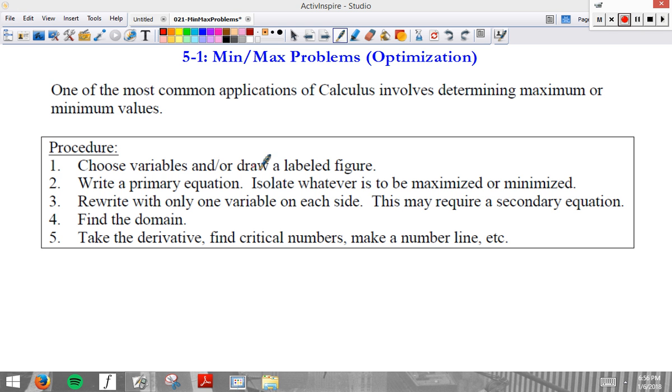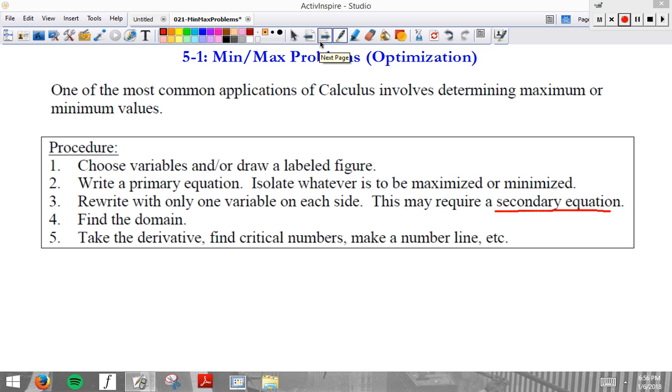We're going to choose some variables or draw a labeled figure. Very helpful step. Write a primary equation, making sure we isolate whatever is to be maximized or minimized. Rewrite it with only one variable on each side. This might require a secondary equation. Then we're going to find the domain. Basically, what's the biggest number, what's the smallest number our input could be. And then take the derivative, find critical numbers, make a number line. That's the only real calculus step. That's all covered in Unit 4, which should be very familiar for you.